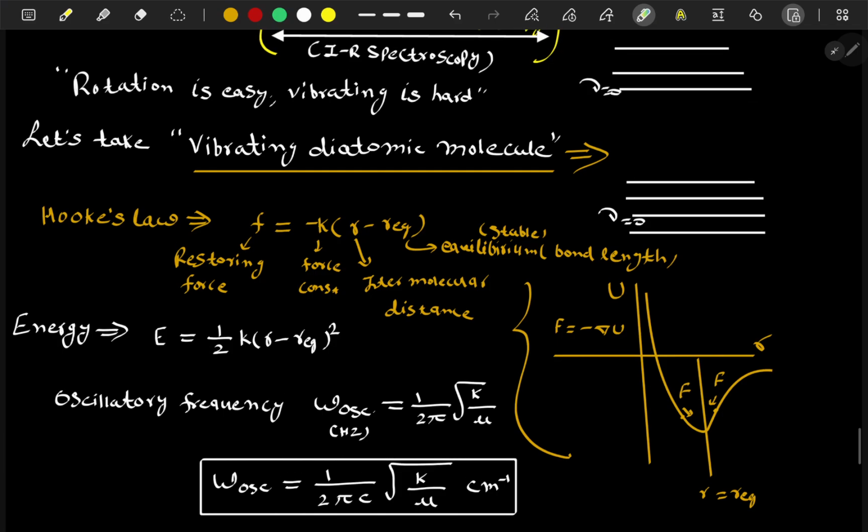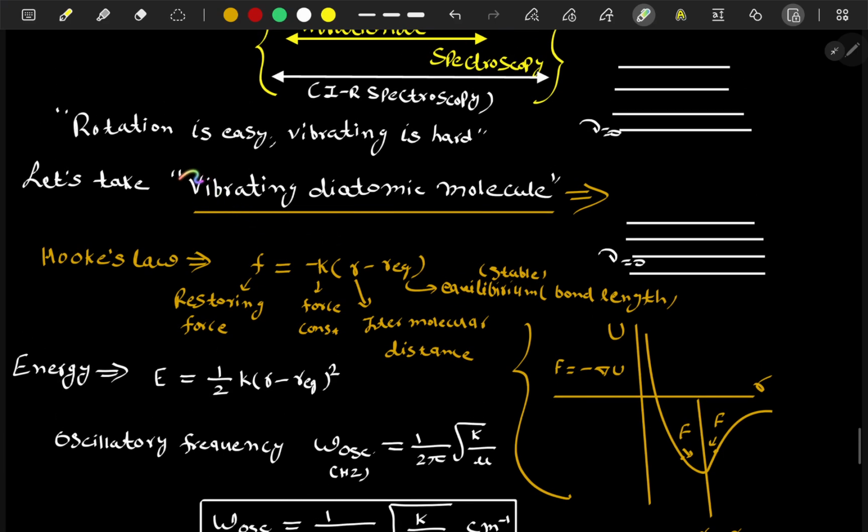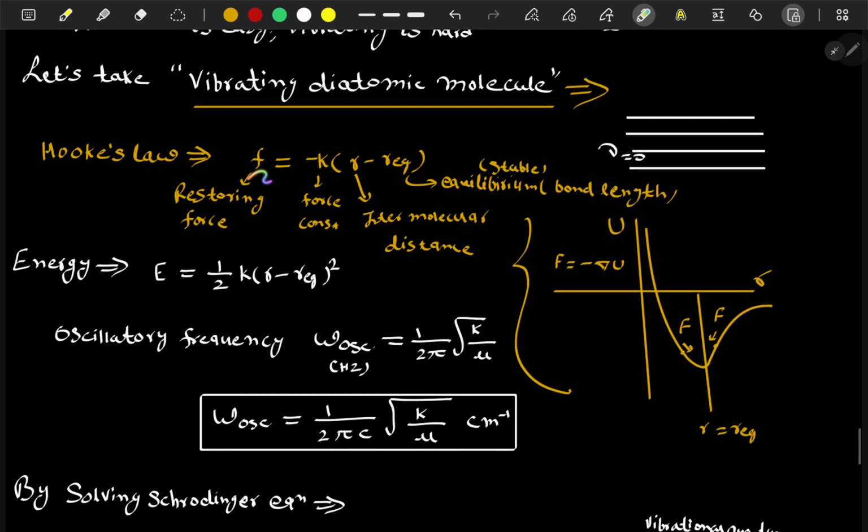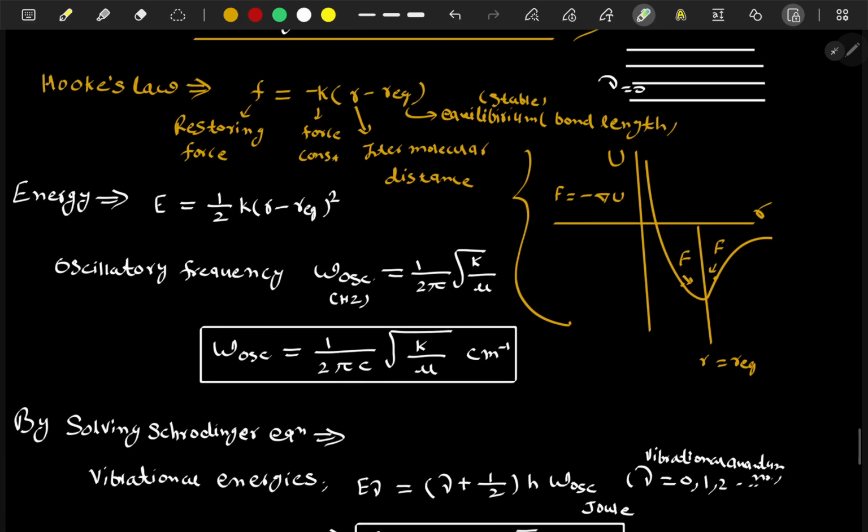Now, suppose we are having a vibrating diatomic molecule. So according to Hooke's law, what will happen? F equal to minus kx, and here x is r minus r naught. F is, we know, the restoring force, k is the force constant, and r is the distance between the atoms of the molecule, and r equilibrium is the bond length, which is the stable equilibrium condition. So when you draw the graph between U and r, we have a graph like this.